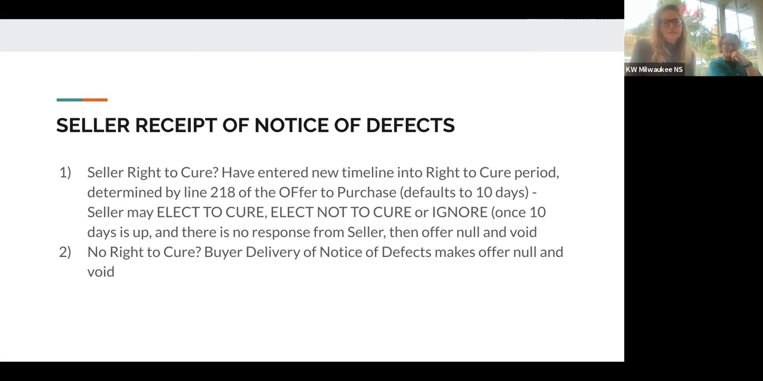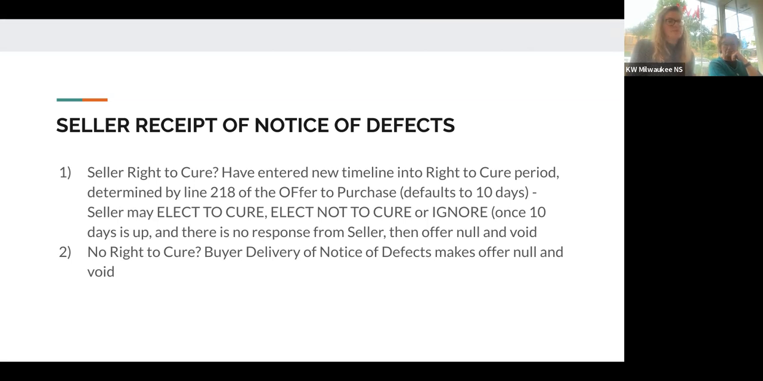So, I'll go to point 2. If they don't have the right to cure and this buyer delivery of notice of defects happens, then that automatically makes the offer null and void. So you can see how one is more advantageous to a buyer. If the buyer does not give the seller the right to cure, then that deal is automatically null and void, and the buyer is in their court to kill that deal right away.